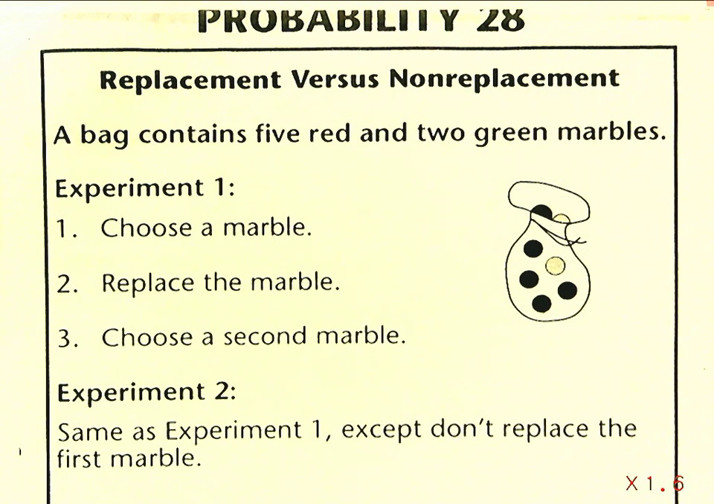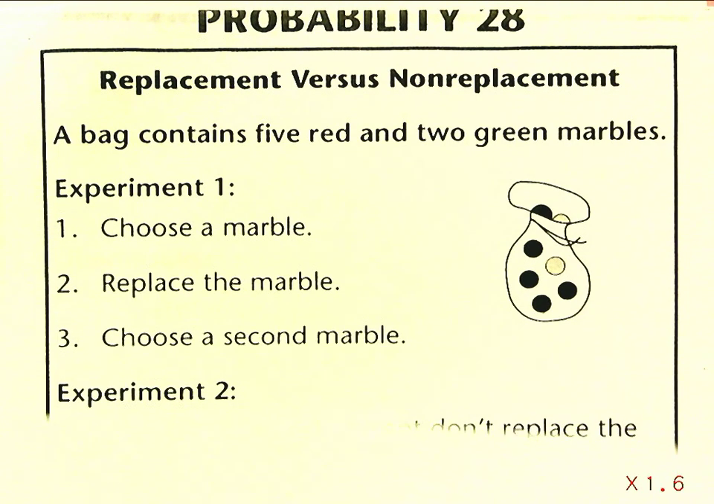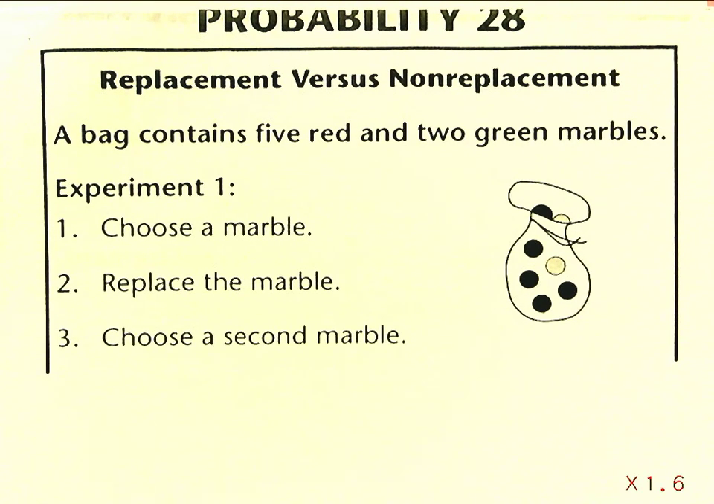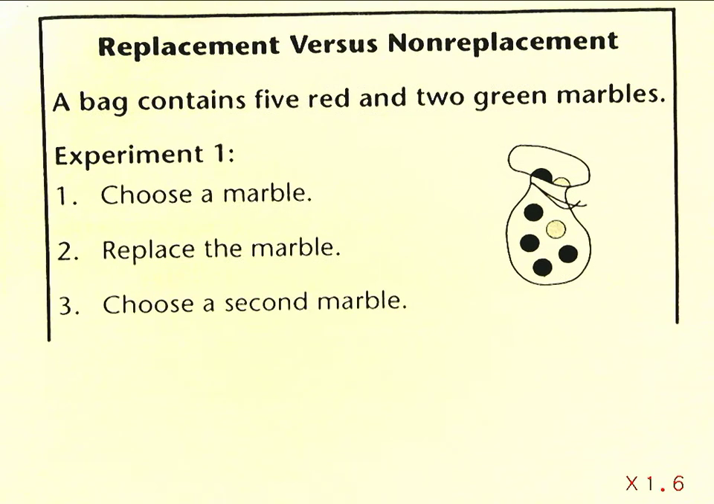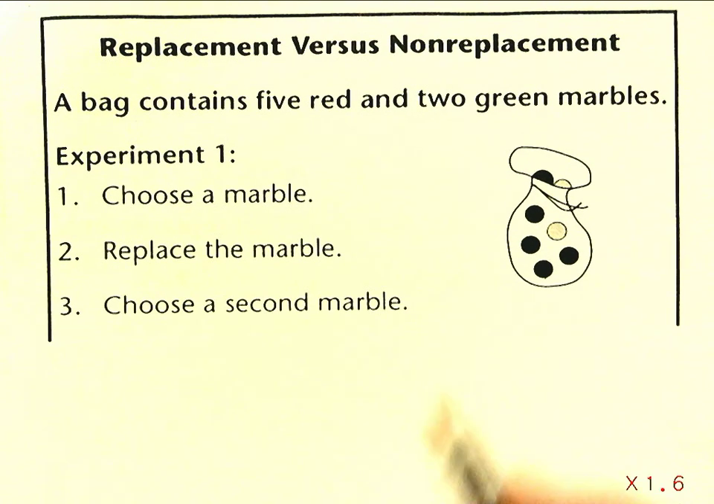So now we're going to look at something called replacement versus non-replacement probability. In certain situations you have a scenario where a part of the problem is to create a tree diagram where you have something that you take and put back, and another situation where you don't return it. So we're going to look at this first one, which is replacement probability.